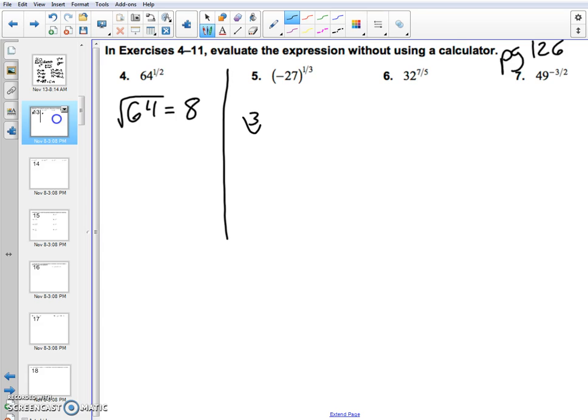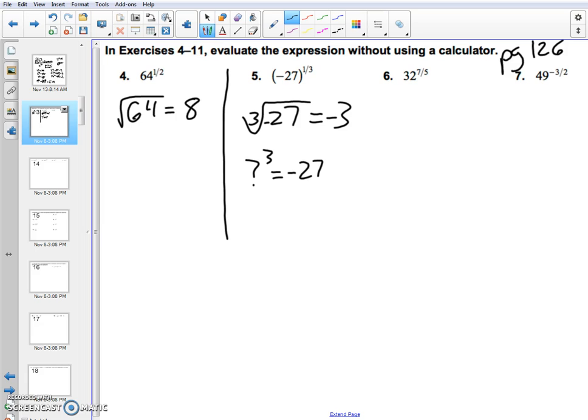So I always like to change it to writing it with the root sign, or the radical. Okay, so the third root of negative 27. So what number, when I multiply it by itself 3 times, do I get negative 27? Well, I know it's going to have to be negative, and it's 3. If you multiply negative 3 times itself 3 times, you get negative 27.